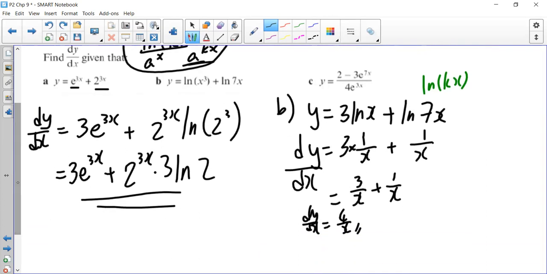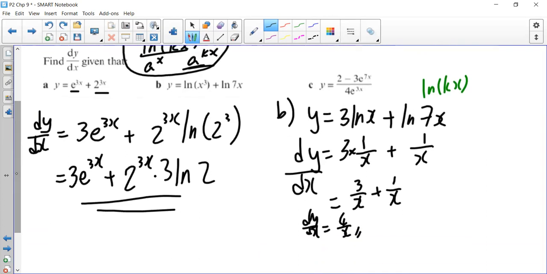What's the other way, sir? Well, you mentioned you try to hold us for suspense. Well, you can use log rules, log A plus log B. I'll use a different way, so it's a different plan.